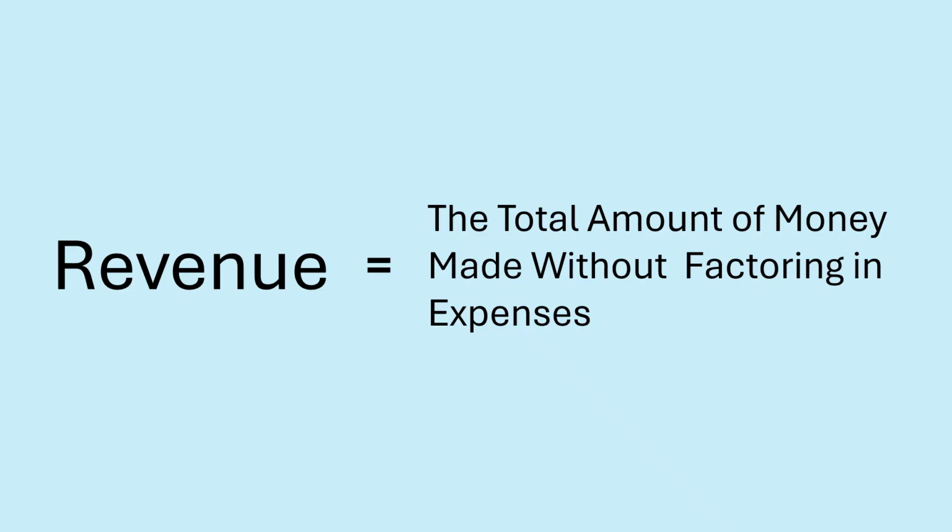Now let's take a look at the respective elements. Revenue is the total amount of money made without factoring expenses. If somebody buys a pair of shoes from me for $50, that $50 is revenue.